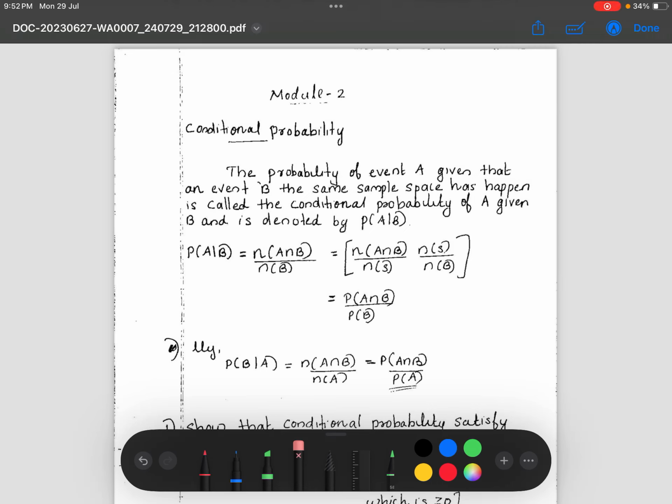Good day all. Today we are going to discuss module 2, conditional probability. Let's start. Here A and B are two events.